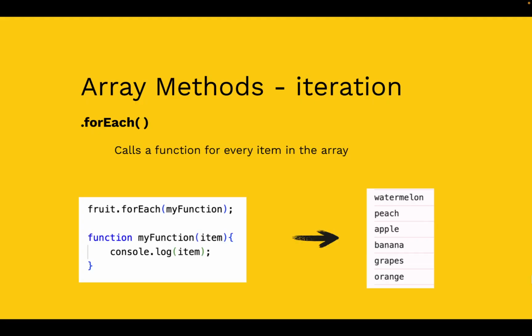This function receives each item of the array, referred to as item in this case. So item represents each value in the array, first watermelon, and then peach, and so on. Notice we didn't need to pass an argument to the function. It implicitly receives each array value as it iterates. You could use a different parameter name instead of item if you prefer.